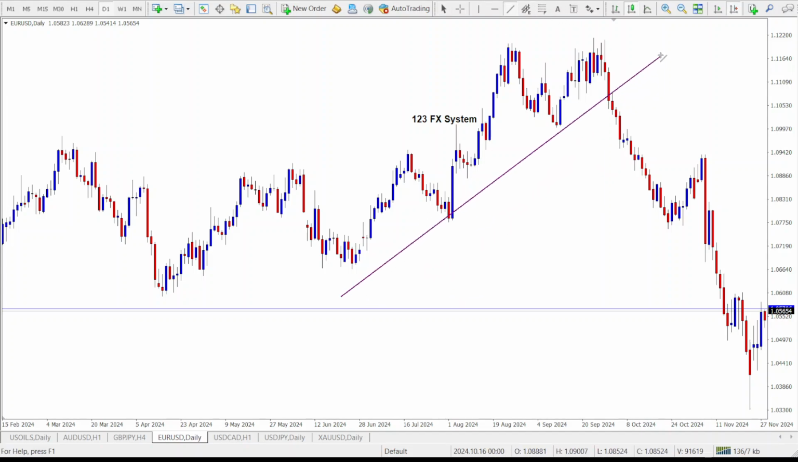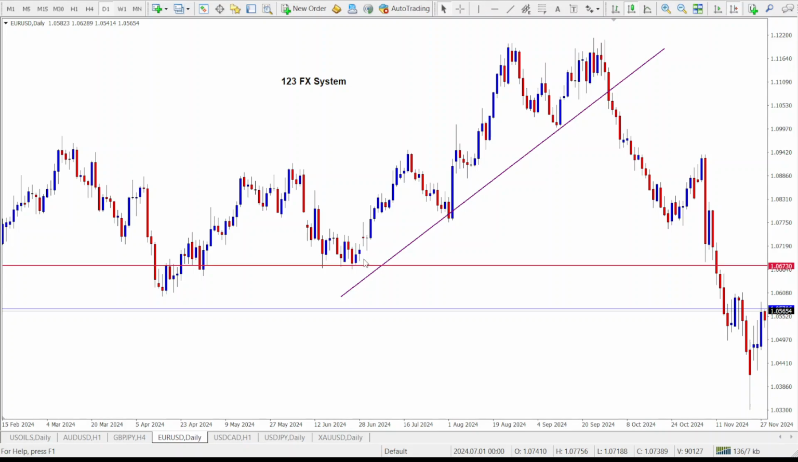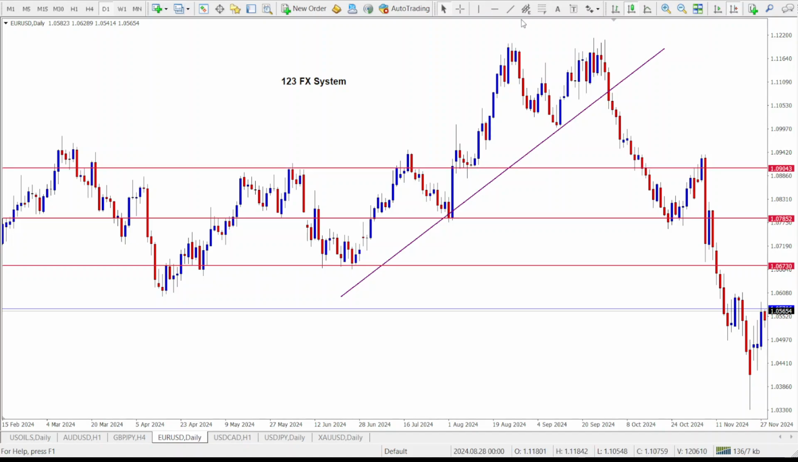Remember, this is a trading system that functions with price action. So the first step is a new high or low has to be established. These are lows, as we can see, these are lows in this particular bullish trend. Now, secondly, a retracement forms, as the market pulls back.